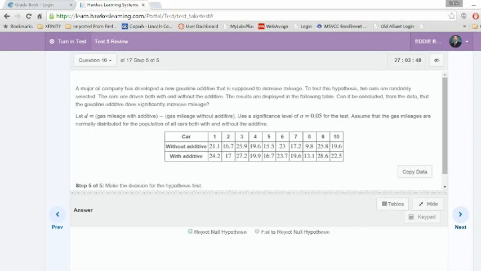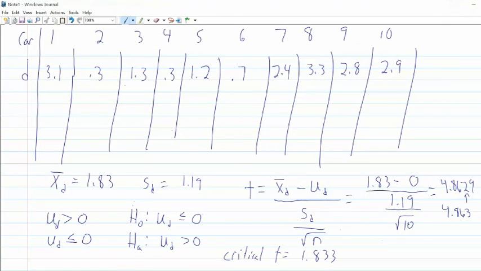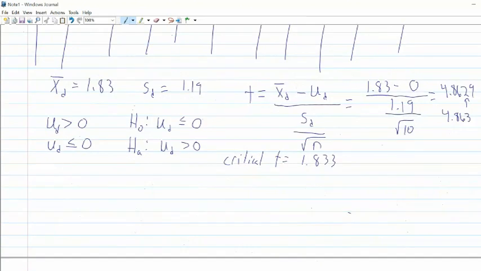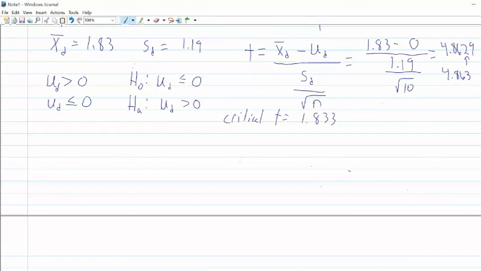All right, so make a decision. Okay, so let's make a decision. We have our critical T score. Our critical T is 1.833. So if our test statistic, since it was greater than, is to the right of that, it's bigger than 1.833, then we will reject.